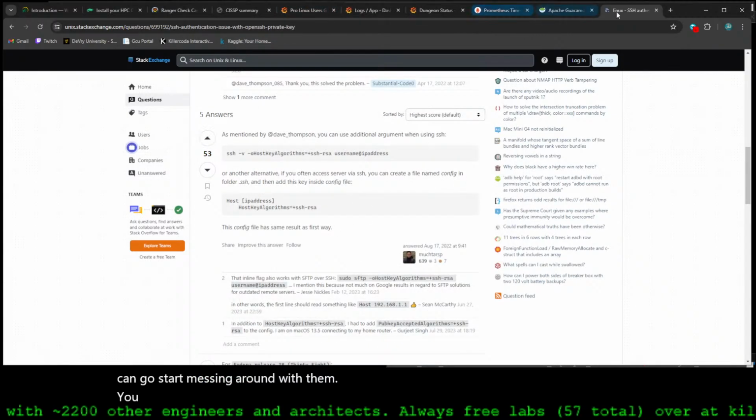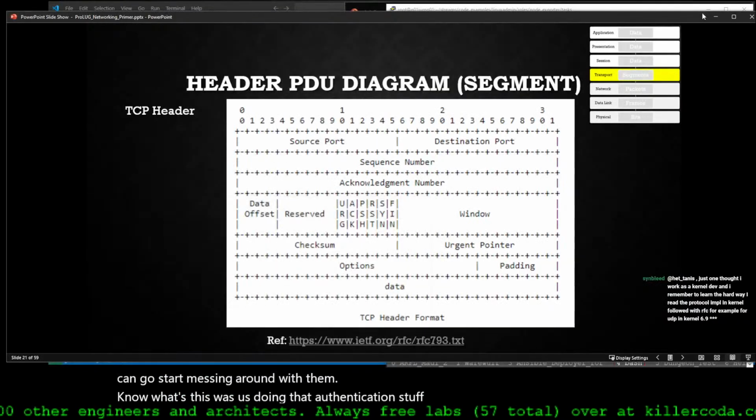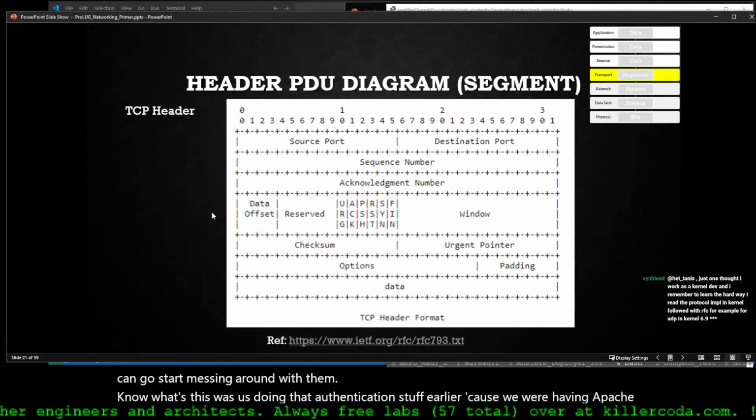What is this? Oh, this was us doing that authentication stuff earlier because we were having Apache Guacamole issues, right?